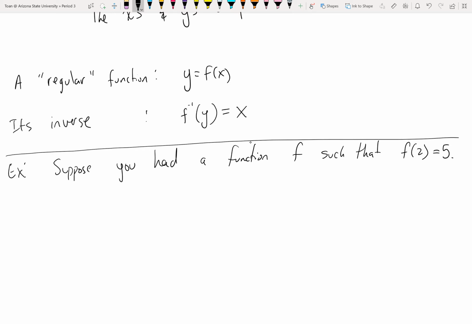There are a lot of possibilities. It could be the 2x plus 1 that we did in the previous example. It could be x cubed minus 3. There's an infinite amount of answers, an infinite amount of functions where this is true. So this is a hard question. But I'm going to ask you this. Find f inverse of 5.